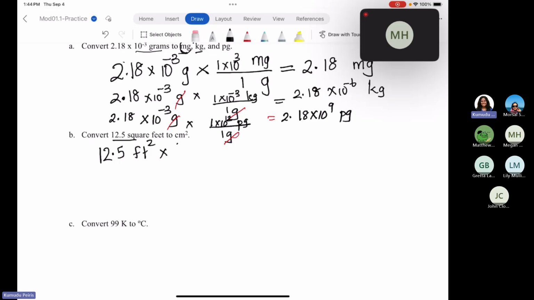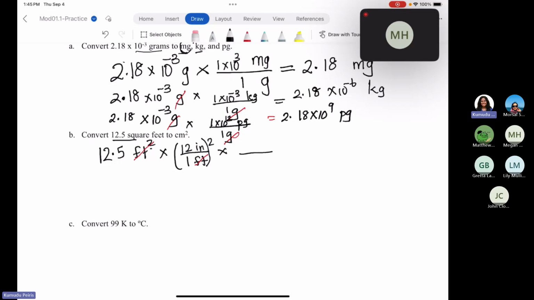We'll get the relationship. So we'll write 1 foot in the denominator. And what is the relationship between 1 foot and inches? It equals 12 inches. Okay. And we will square this since the value was squared. Right. Then you will see the square feet to square feet cancel out. Right. Then we'll have the inches. The answer is in the units of inches.